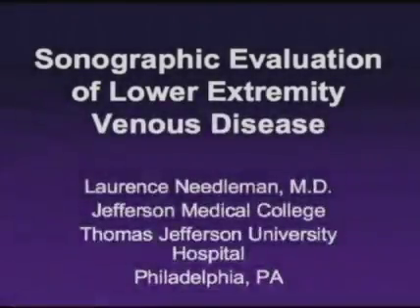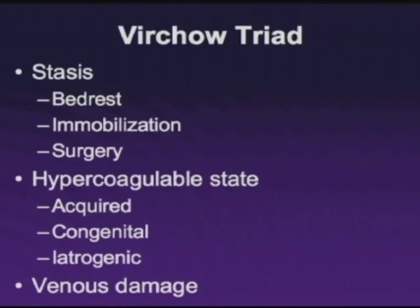Before discussing the sonographic appearance of venous disease, let's discuss a bit of the risk factors for acute venous disease. These have been described more than a century ago by Virchow, who talked about the three aspects of the patient population who is prone to develop deep venous thrombosis. The first group are patients who have venous stasis, typically from bed rest or immobilization. This very commonly occurs in the inpatient population and occurs following surgery.